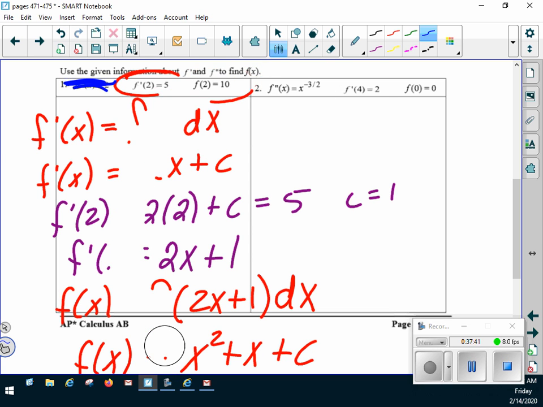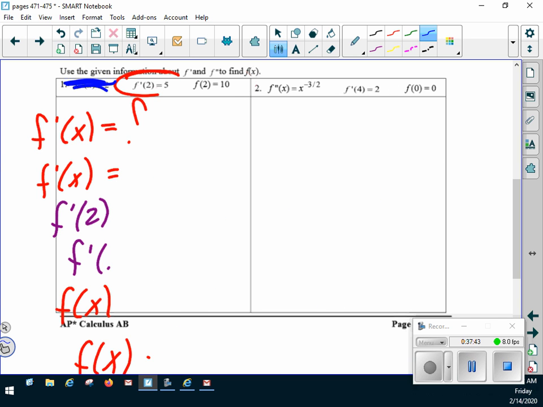Number 2. Same idea. We are given f double prime. Now, listen. What that's called is an initial condition. Don't worry about it right now. That's just what it's called. We're told some specific point. Okay. Well, that was not an initial condition, so I take that back. But we are given a point. How do I find f prime?